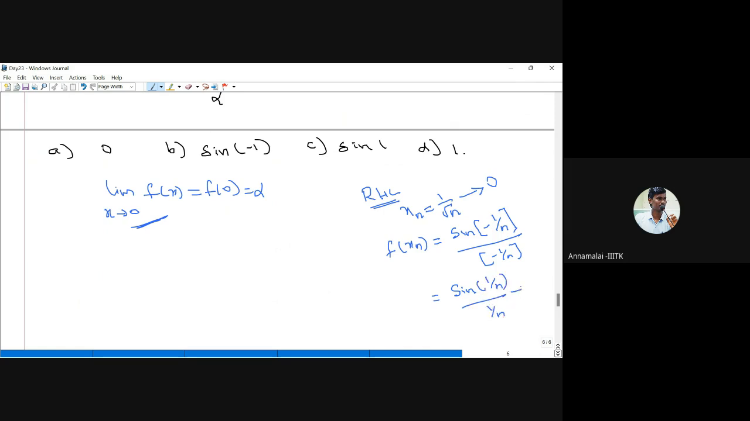And we know that this converges to what? As n goes to infinity, this goes to 0. We get a 0 by 0 form.